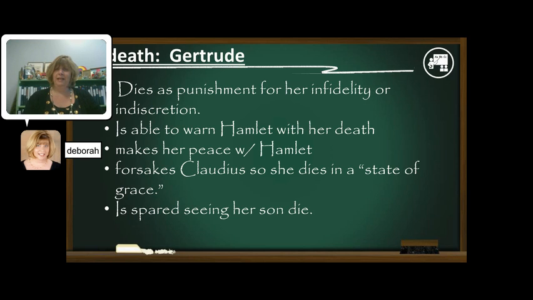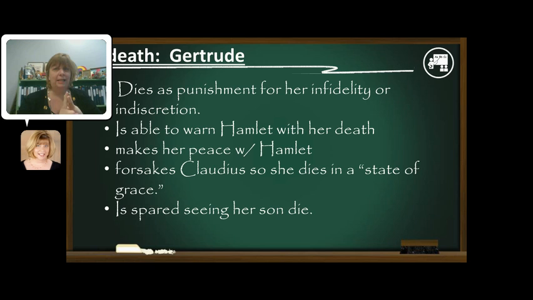Now, the third death that we see in the play is Gertrude. And you might ask, why does Gertrude have to die as punishment here? Well, she was either unfaithful to her husband. There's some implication that maybe this affair with Claudius was happening even before the old King Hamlet had died, or at the very least that she was indiscreet, that she married so quickly and that she went ahead and married her own brother-in-law.